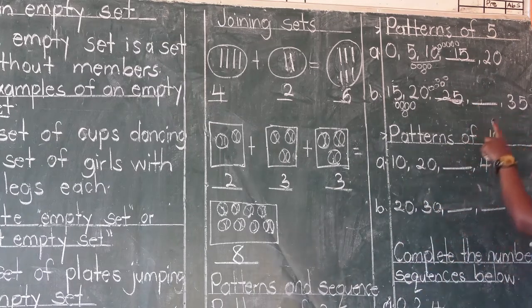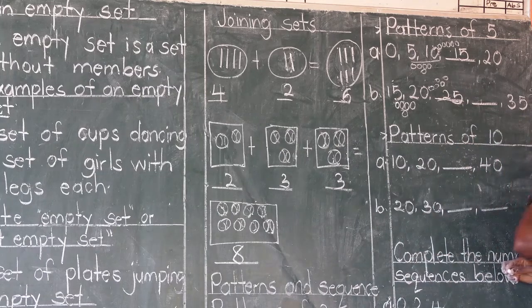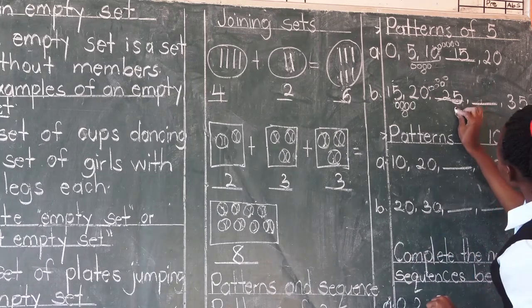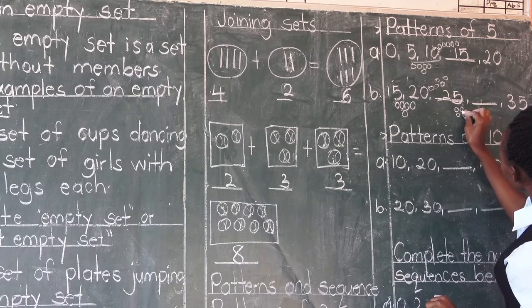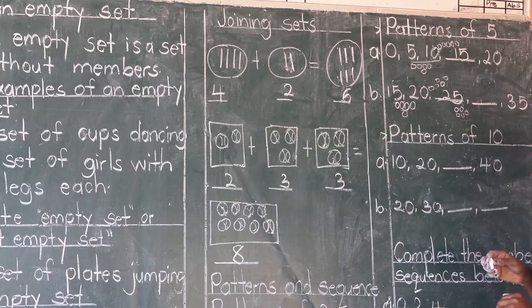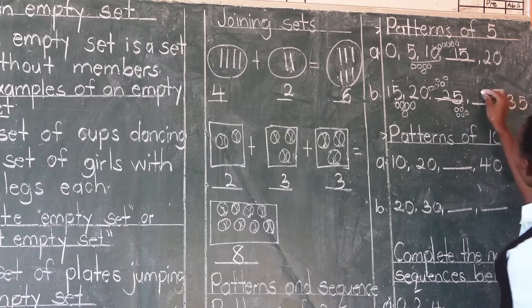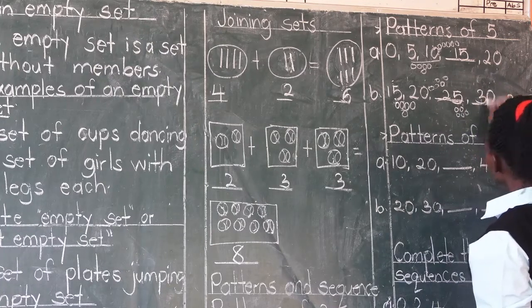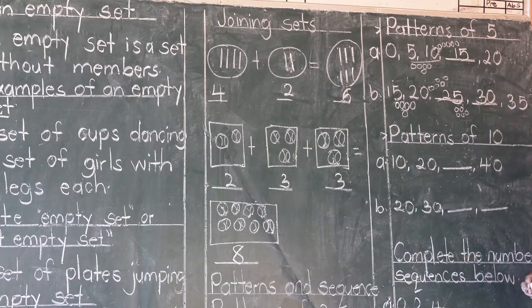Still we have here the missing number. Now we are going to add our 5 balls. 1, 2, 3, 4, 5. 25 in our head. Then 26, 27, 28, 29, 30. The answer there is 30.